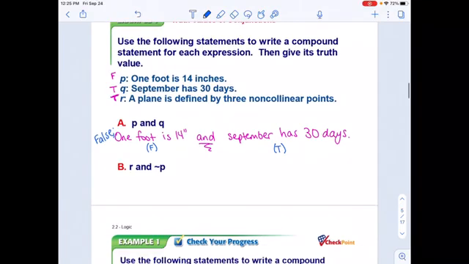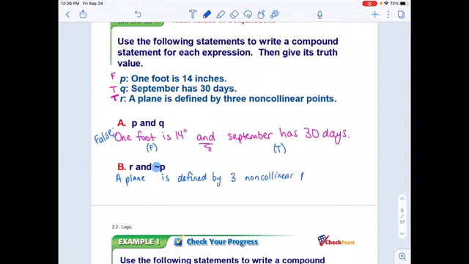We can do a similar thing with the next one, but notice we now have a not, so we're going to have to make a not P statement. So we have R, a plane is defined by 3 non-collinear points, and we have to have not P. You just add the word not in. 1 foot is not 14 inches.